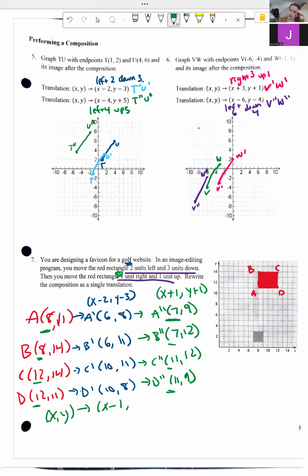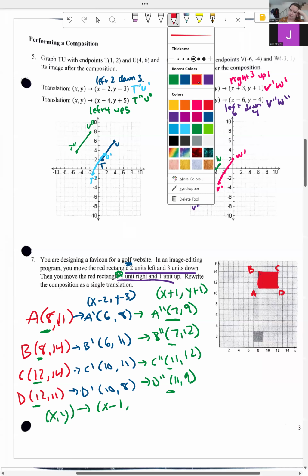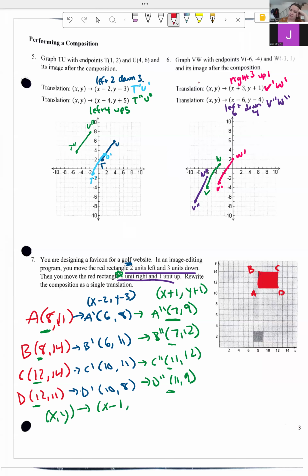Okay. And then looking at these y values, it looks like we're going from 11 to 9. And that's a minus 2, right? So we have 14 to 12. It looks like we're just subtracting 2 every time from our y values. Okay, so we're going to write y minus 2. And we can see that in these, right? So we went left 2 and then added 1. So that minus 2 and plus 1 just makes this minus 1. And then this minus 3 plus 1 becomes this minus 2 right here.